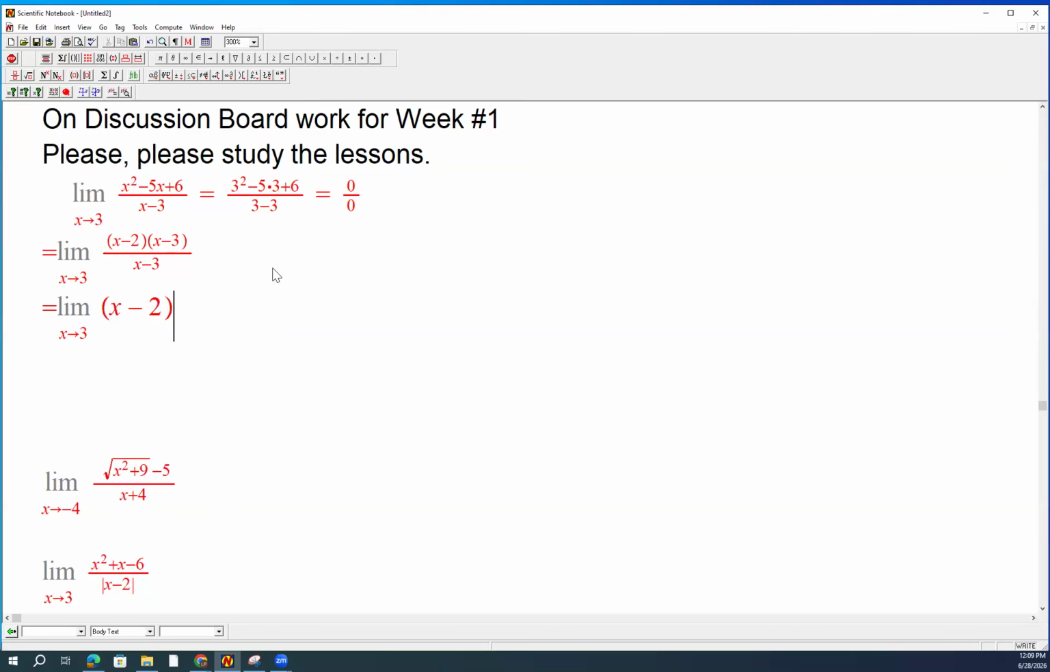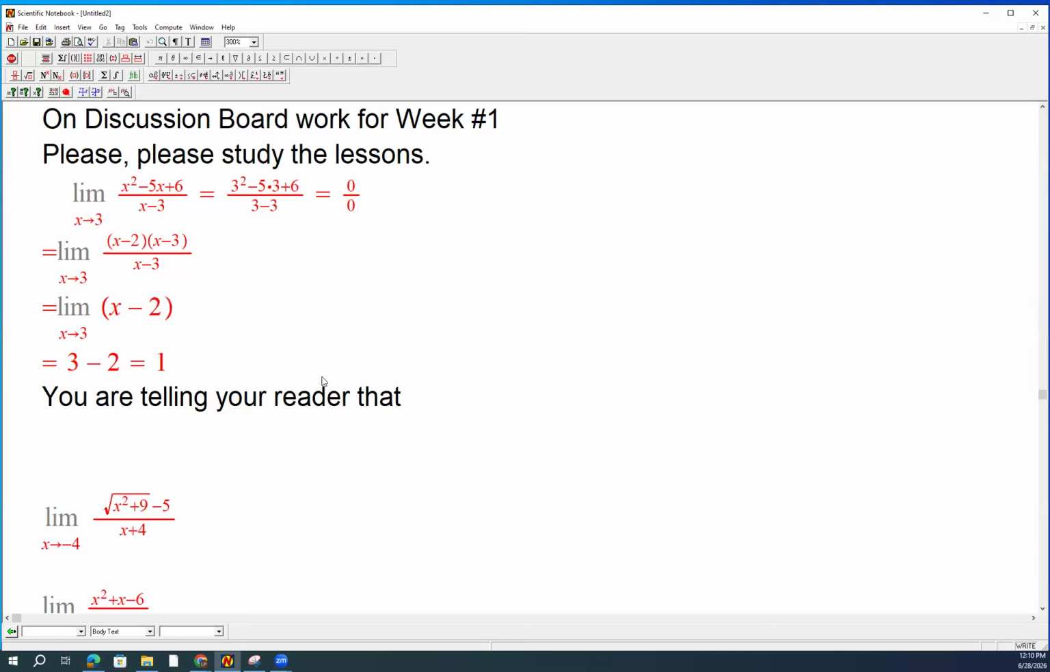So some people will show me work like this. In this case, you are substituting by 3 and it equals 1. When your reader reads your work, what are you telling the reader? You are telling your reader that the question given is equal to 0 over 0, and it is also equal to 1. You're telling the reader that 0 over 0 is equal to 1. That is a mistake. This is what we call contradictory.